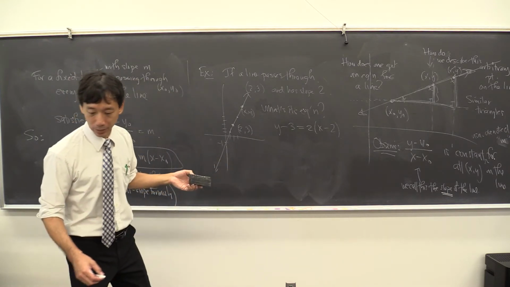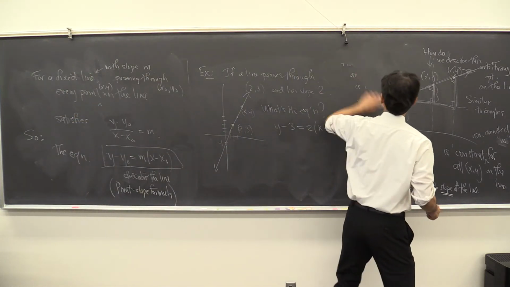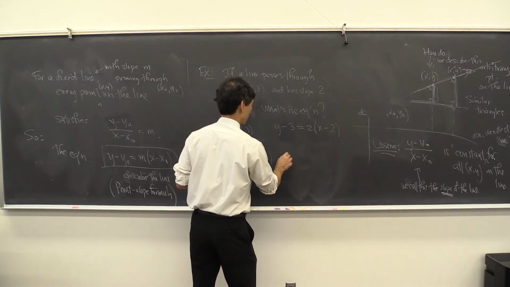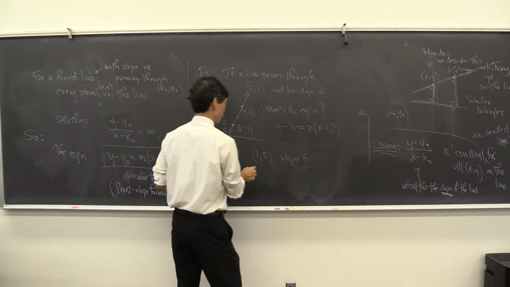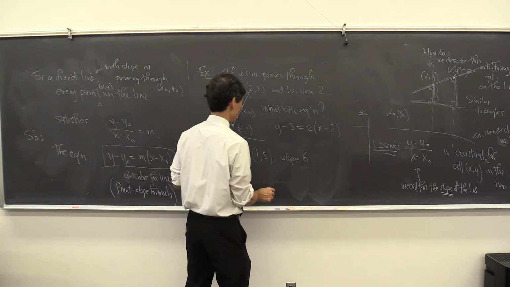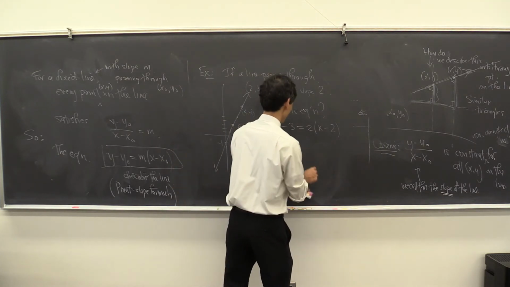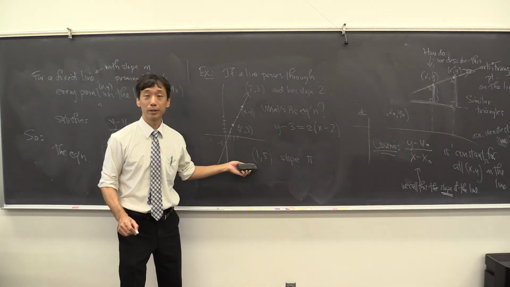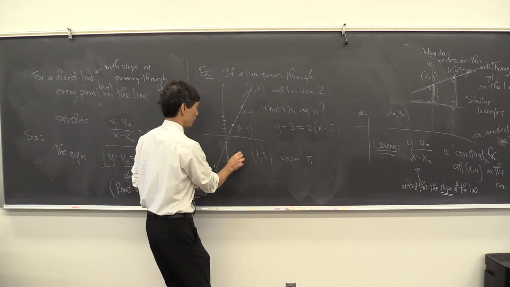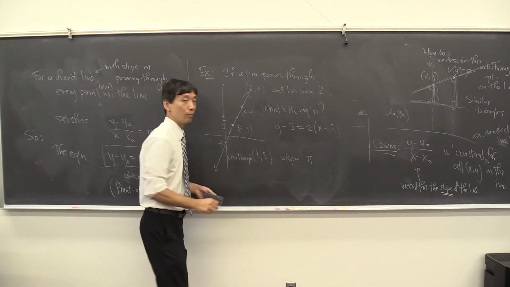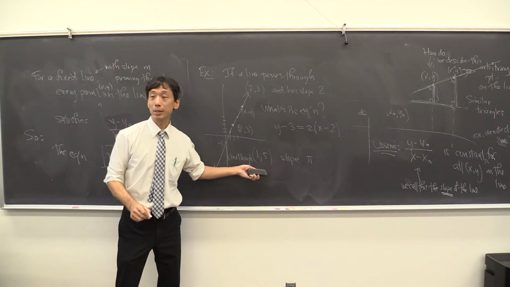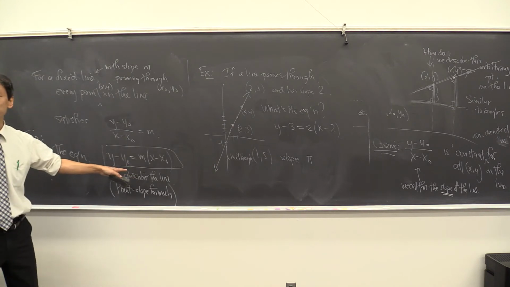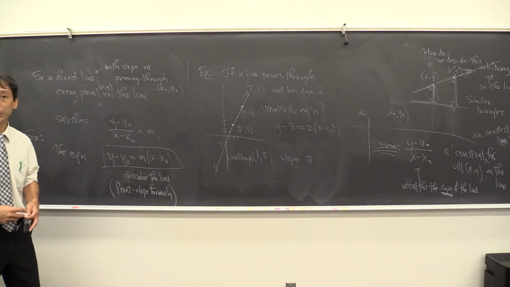If I give you another point, say a line through (1, 5) with slope pi, what would be the equation for that? Can somebody just look at it for 10 seconds and see if you can give me the point-slope formula?